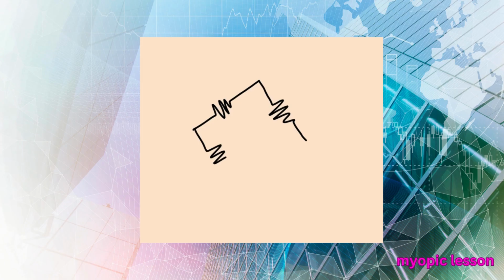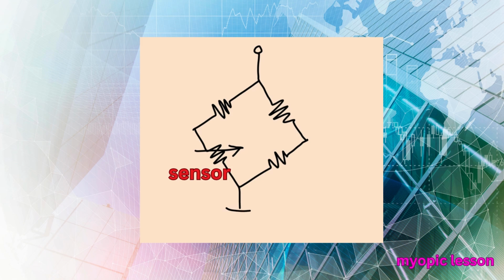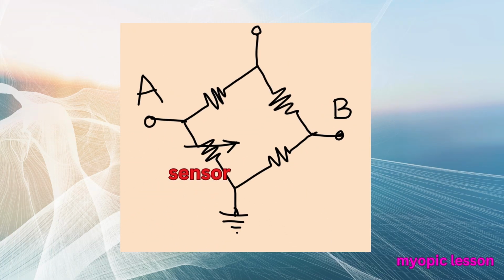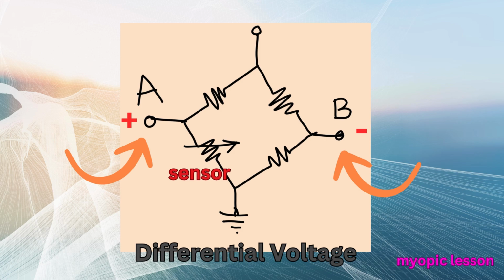The differential signal is available from two output terminals of a bridge circuit. A sensor is placed in one arm of the bridge. When the sensing quantity changes, the resistance in the arm changes. As a result, the value of the differential output alters.